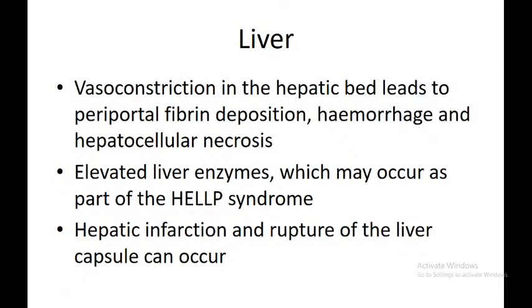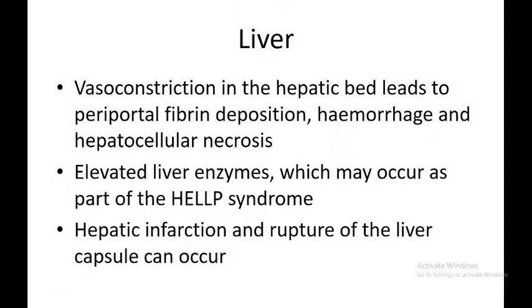And when it comes to the liver, there is vasoconstriction in the hepatic bed, which leads to periportal fibrin deposition, hemorrhage and hepatocellular necrosis. This leads to elevated liver enzymes, and one of the features of HELLP syndrome is the elevation of your liver enzymes, and very rarely even a hepatic infarction and rupture of the liver capsule, that is Glisson's capsule, can also occur.